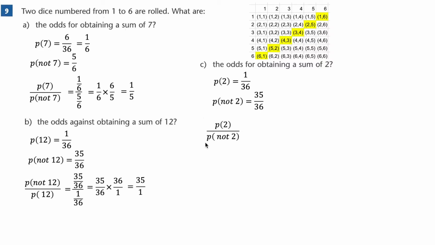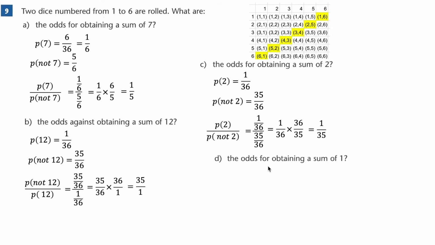So the probability of 2 divided by the probability of not getting 2 is 1 out of 36 divided by 35 out of 36. We're dividing fractions. We multiply the 1 out of 36 times the reciprocal of the dividing fraction, which is going to be 36 out of 35. The 36's cancel, and you're left with 1 out of 35. The odds of obtaining a sum of 2 is 1 to 35.